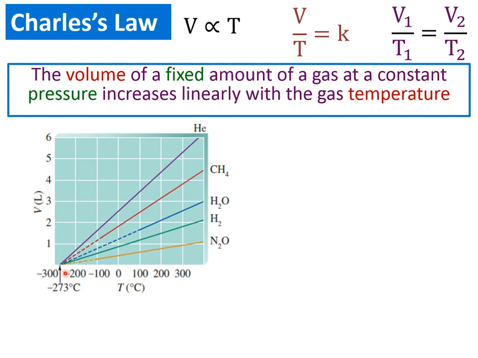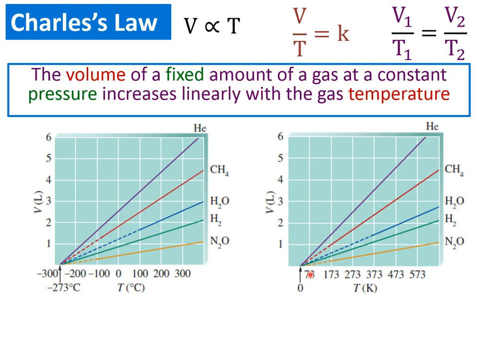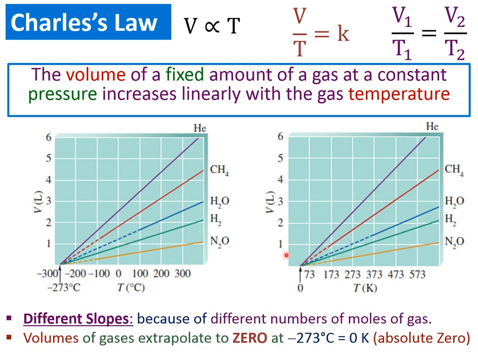Okay, and you can of course convert from Celsius to Kelvin here. Also, the same feature appears here. Different slopes because they have different numbers of moles. The volume of gas extrapolates to zero at the absolute zero.